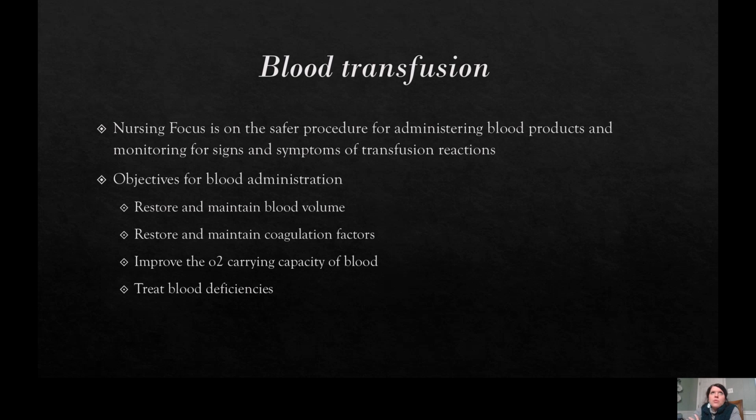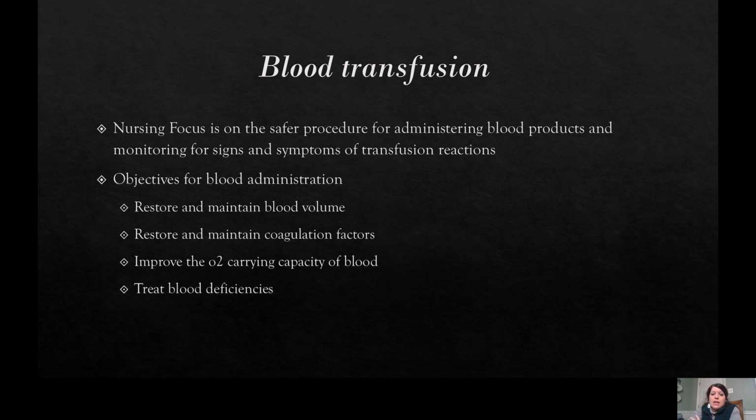The nursing focus is on the safe procedure for administering blood products and monitoring for signs and symptoms of transfusion reaction. So we're going to be giving blood to patients with a low blood count, obviously. They can have deficiencies of red blood cells. They're usually symptomatic if we are giving them blood.